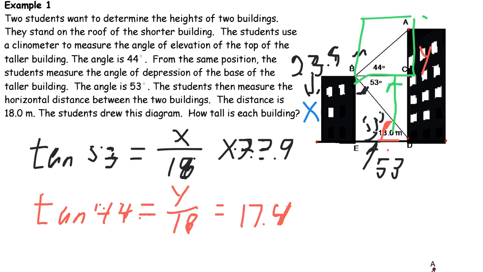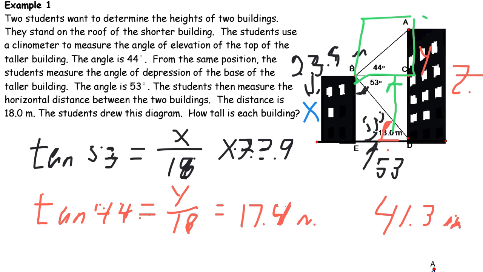Adding our two sides together, 17.4, it's also in meters, plus our 23.9 original building. And we're going to find out how tall the whole building is, the two pieces of the triangle. And we get 41.3 meters tall for the whole building.